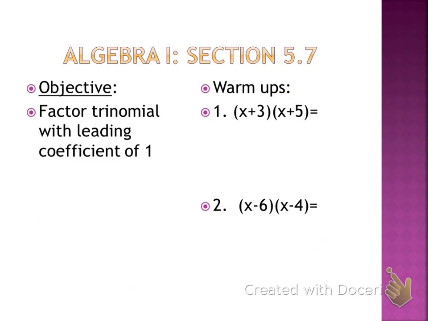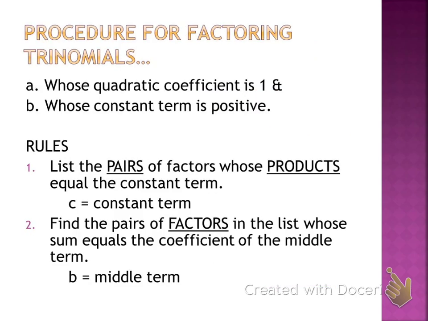Okay, let's go on to our notes. This procedure is for factoring trinomials whose quadratic coefficient is 1. So that means the factor on the x squared term. The quadratic means we're looking at the x squared term. The coefficient is 1 and the constant term is positive. How do we know what a constant term looks like? What does it not have? It's a constant.